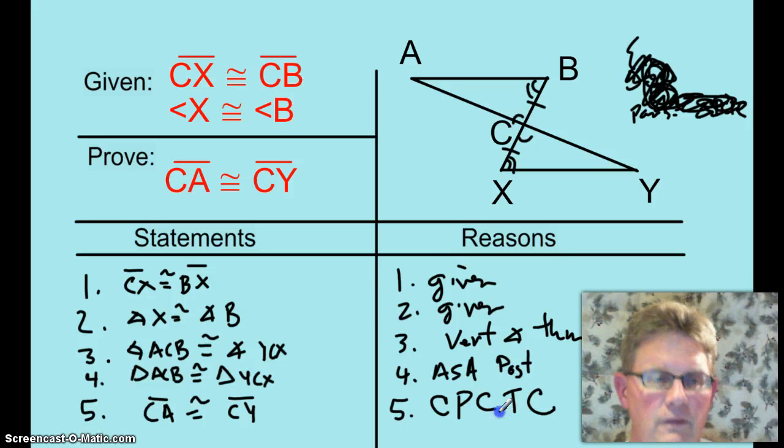Anyway, that is how you're going to prove in a two-column proof that parts of triangles are congruent to parts. Get the triangles congruent, then say the parts are congruent using corresponding parts of congruent triangles are congruent. This will conclude lesson 4.5, 4.6 on proofs. Enjoy!